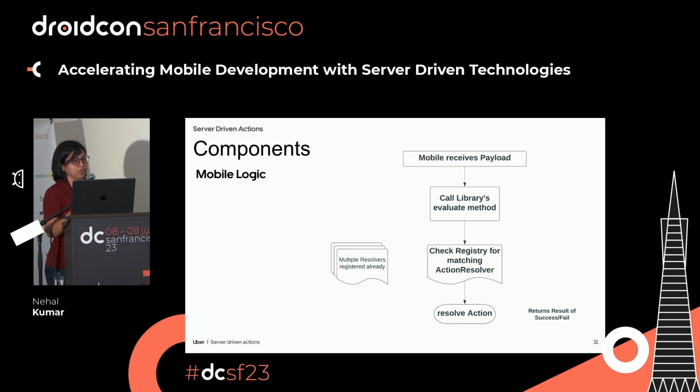Let's see how this whole framework now evaluates on the mobile side. Mobile would receive the action payload and then call the library's evaluate method. The evaluate method goes through the registry and checks for the matching action resolver. So if it's an open URL element, it'll pick the corresponding resolver and execute the function in the resolve method. In the case of open URL, it's launching a screen by using the deep link URL. Actions do not return a value, as we saw for logic, but they can only pass success or fail.